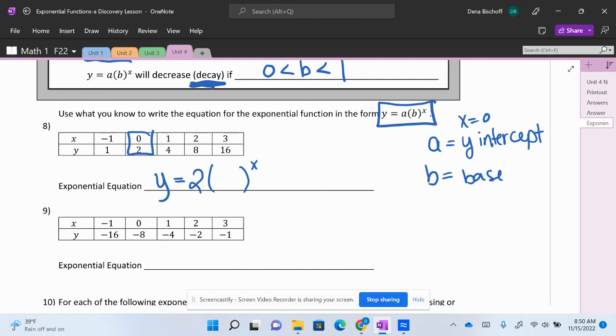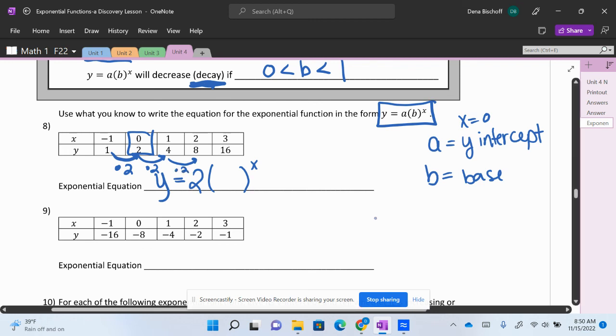So much like a linear function, which grows by plus or minus something, this grows by a multiple. What did I do to go from 1 to 2? I multiplied it by 2. Does that repeat? What did I do to go from 2 to 4? Multiplied it by 2. What did I do to go from 4 to 8? Multiplied it by 2. So this number that goes in here is a 2.